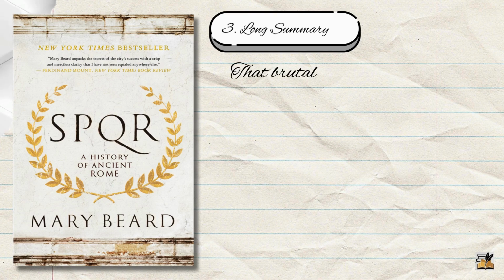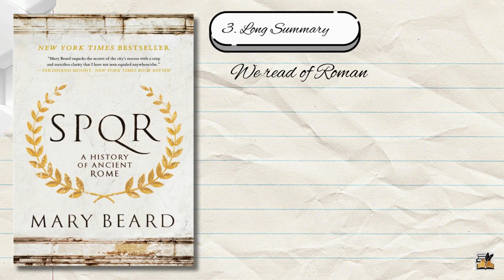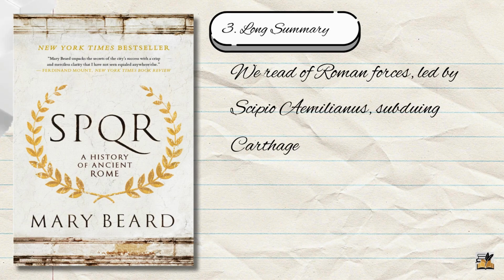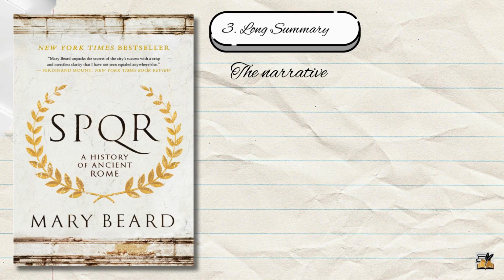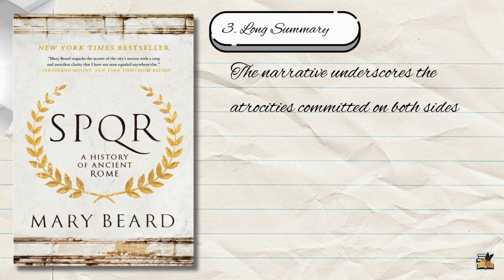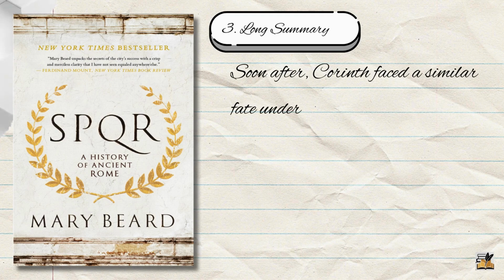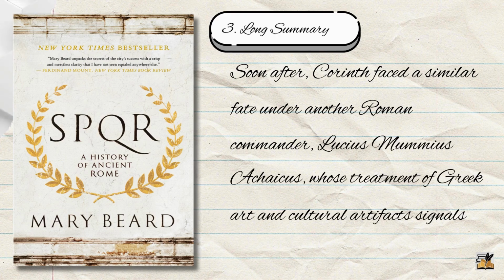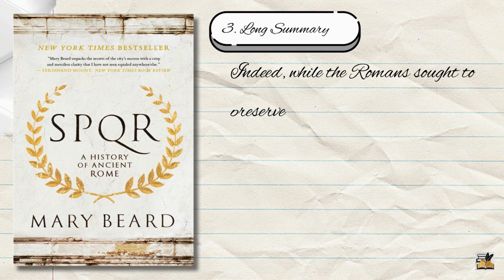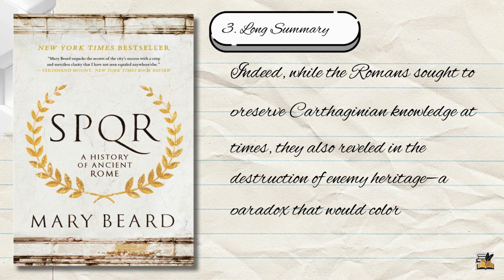That brutal conquest of Carthage, 146 BCE, is the primary topic of Chapter 6. We read of Roman forces, led by Scipio Aemilianus, subduing Carthage through a systematic siege that cut off supplies and culminated in widespread slaughter. The narrative underscores the atrocities committed on both sides and paints a picture of Carthage's last desperate days. Soon after, Corinth faced a similar fate under another Roman commander, Lucius Mummius Achaicus, whose treatment of Greek art and cultural artifacts signals Rome's complicated relationship with the people it conquered. Indeed, while the Romans sought to preserve Carthaginian knowledge at times, they also reveled in the destruction of enemy heritage, a paradox that would color Rome's image for centuries.